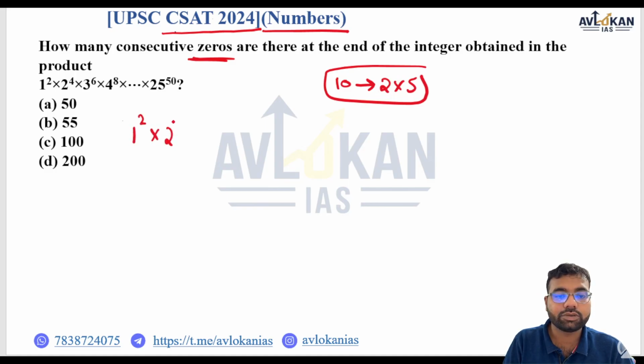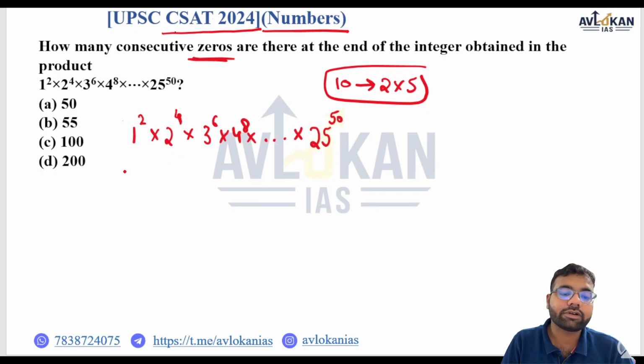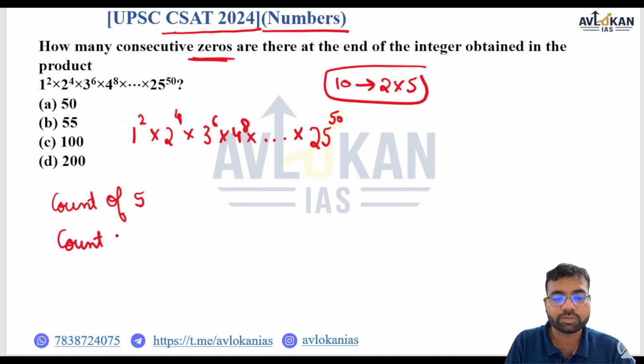The question is 1 to the power 2, into 2 to the power 4, into 3 to the power 6, into 4 to the power 8, and it goes up to 25 to the power 50, right? So I have to count the pair of 2 and 5. That means the count of 5, also the count of 2. Now generally what you will see is 2's are always in ample amount, 5 we will get in less amount. Okay, why? We will look at it.